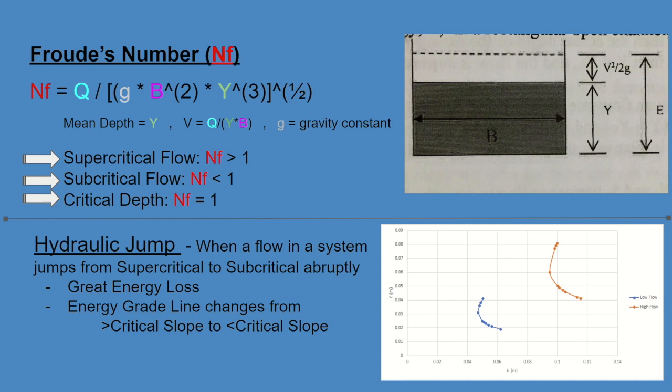The flow in a system is not always constant. In many cases, it jumps from supercritical to subcritical abruptly. This is considered a hydraulic jump. In a hydraulic jump, the water moves violently, which causes a great energy loss.